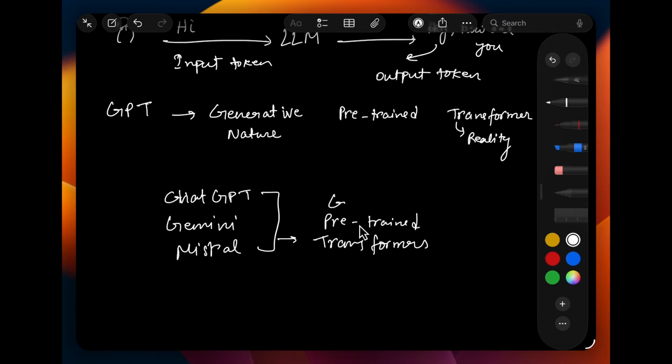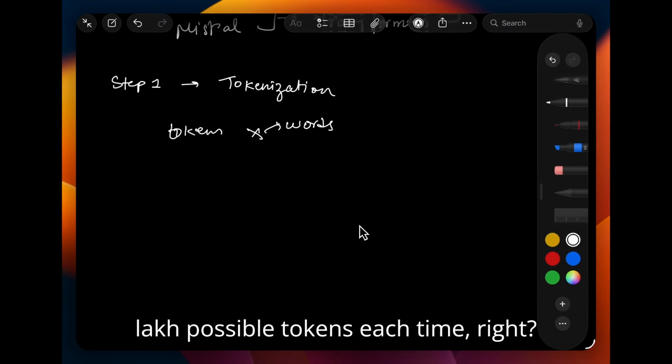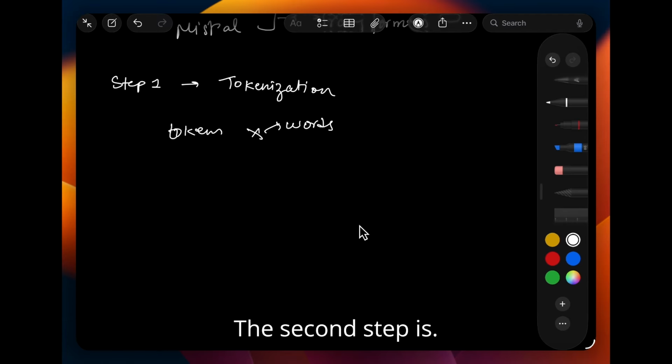Now let me show you the three-step process that happens every time you hit send, right? Step number one is tokenization. So what is tokenization? Your text gets broken into tokens, not words, right? Suppose the word understanding might become under and standing. Why do you do that? Because it's more efficient. The model works with around 50,000 to 1 lakh possible tokens each time, right? The second step is embedding.